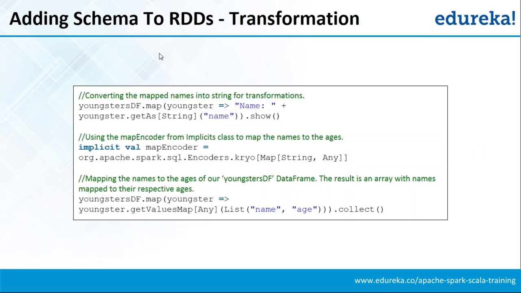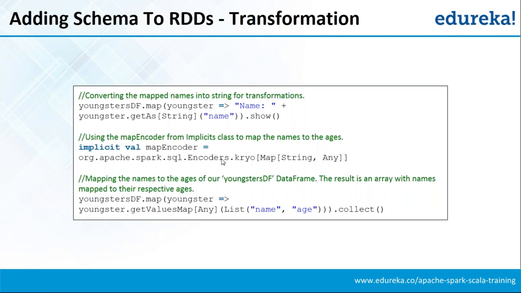Now how can we add this schema to RDD? Let's see this transformation step. In this case you can notice that we map this youngster, converting the mapped name into a string for the transformation part. So we are checking that this is the string type name, and we are showing this value. Now we are using this map encoder from the implicit class which is available to us to map the name and age part.